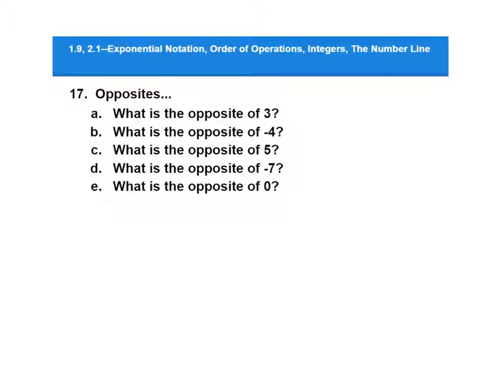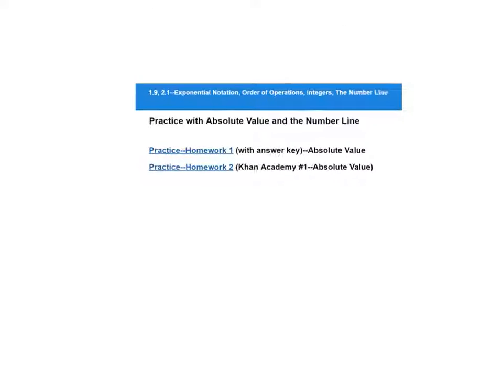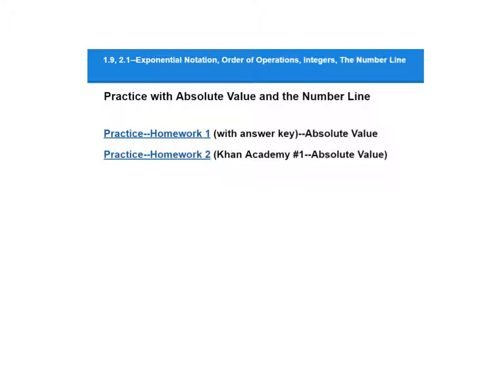You can also think of opposites when you're talking about absolute value. The opposite of 3. So when you think number line, if there's 3, the opposite would be -3. What's the opposite of -4? Well, it would be +4. What's the opposite of 5? Well, it would be -5. And the opposite of 0, there is no opposite of 0 because 0 is neither positive nor negative. And then you've got your practice with absolute value and the number line.